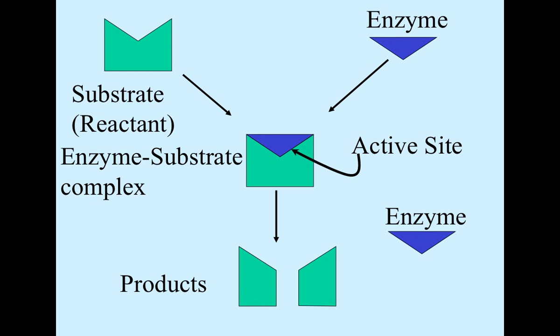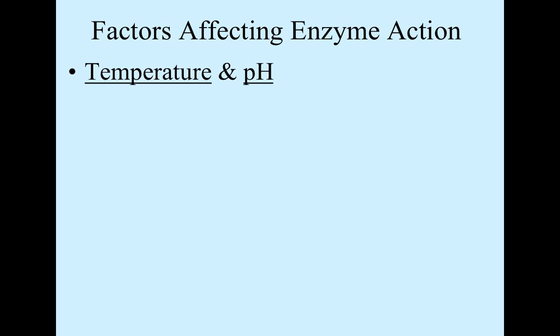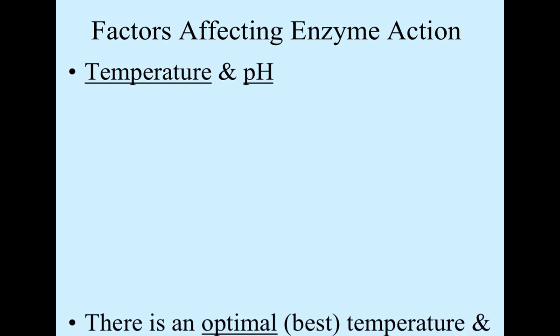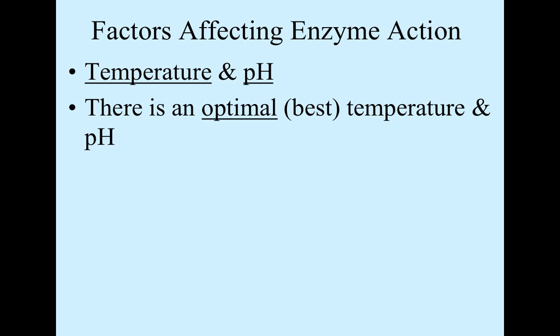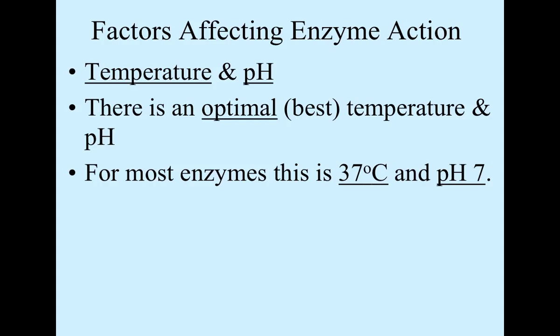Now, in our bodies or in living things, different things will actually affect the action of enzymes. The main two that we are concerned with are temperature and pH. For all organisms, there is an optimal, in other words, best pH and temperature. Now, in terms of temperature for humans, this is 37 degrees Celsius, which on the Fahrenheit scale would be 98.6, our optimum body temperature, and a pH of 7, which is neutral.